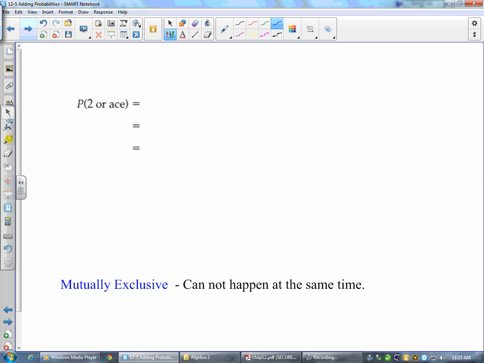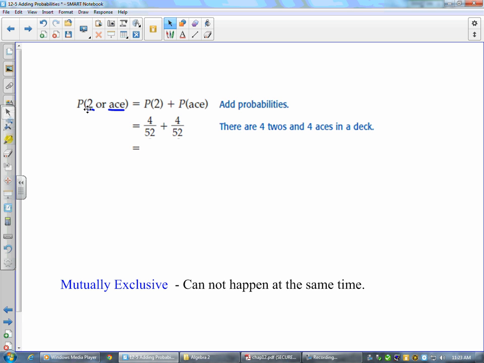Okay, so if I have a deck of cards, and I'm looking to draw either a 2 or an ace, find the probability of drawing a 2 or an ace. The very first thing I'm going to want to do is to say, what are the two separate probabilities? The probability of drawing a 2 and the probability of drawing an ace. Let's add them together. So there's 4 2s, one of every suit, out of 52 cards. So the probability of drawing a 2 is going to be 4 out of 52.